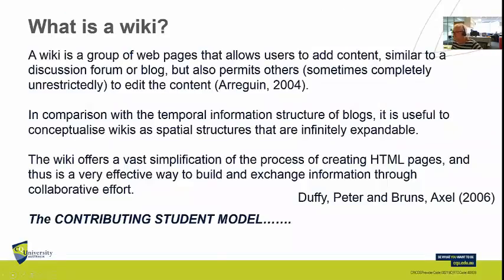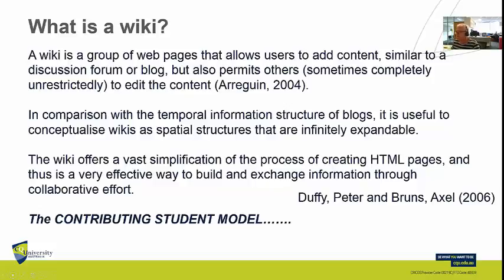A wiki. We go on this week to talk about wikis a fair bit. I'm not going to talk that much about them here today because your assessment item, reflective item, was largely on 3.1, which referred to blogs. But a wiki is obviously just a group of web pages that allows users to add content similar to a discussion forum or a blog, but also permits others, some completely unrestricted, someone from the public domain, to edit that content. So there's a fair degree more risk with a wiki. In comparison with the temporal information structure of blogs, it's useful to conceptualize wikis as spatial structures.